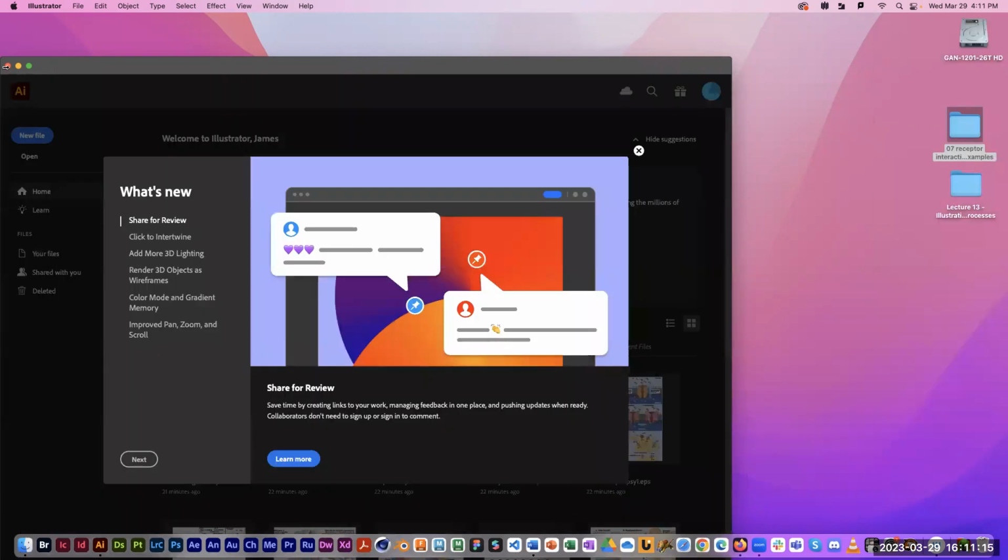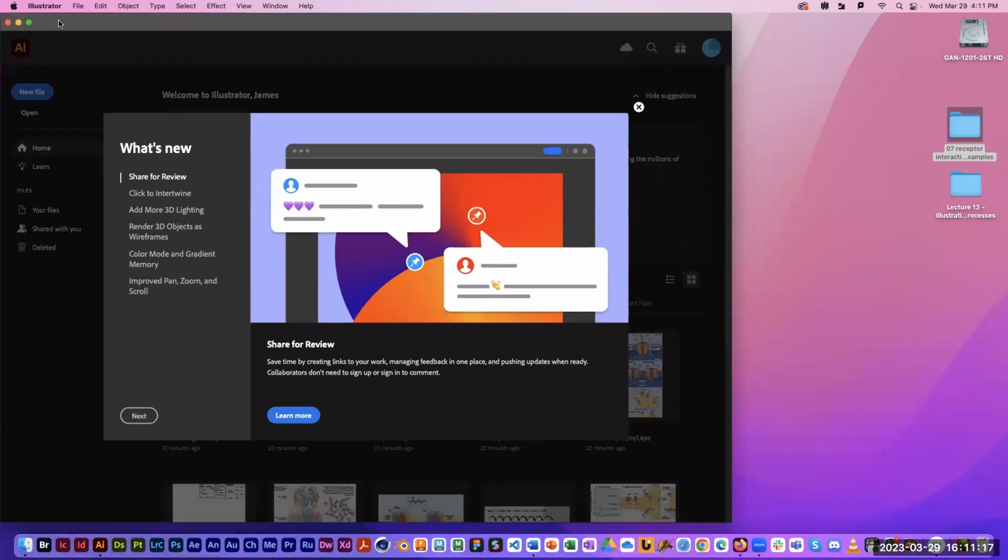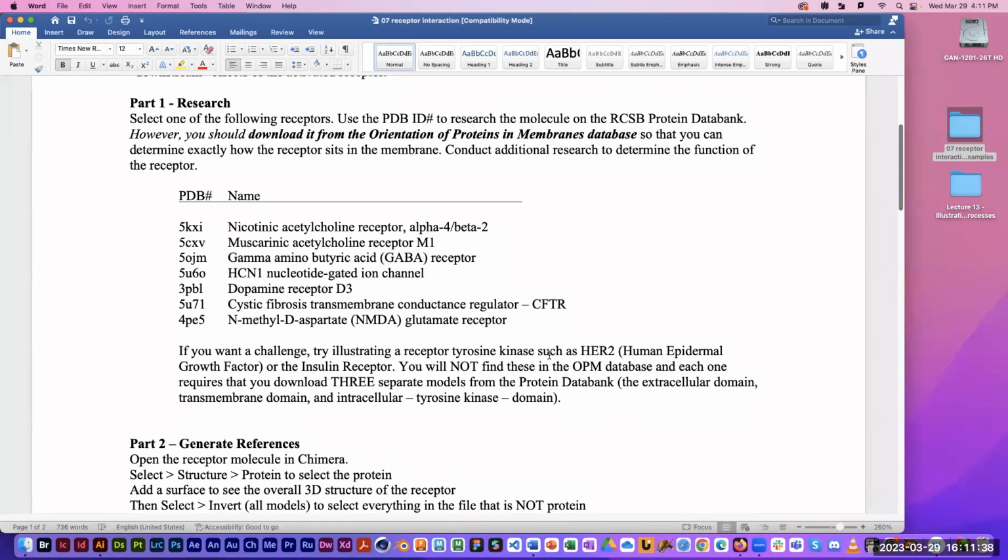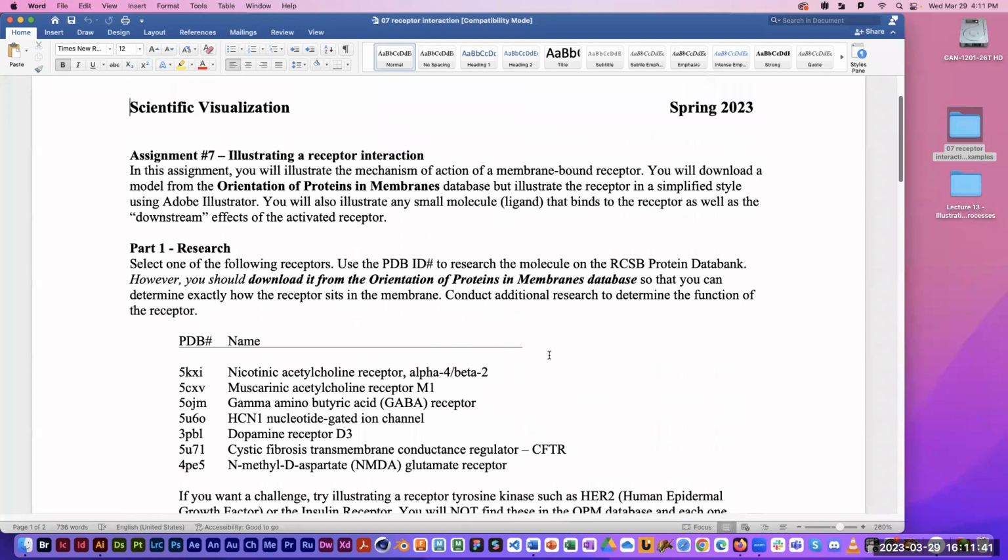Okay, so that's evolution of representation of receptors and so forth, as well as representations of cell membranes. Let me talk a little bit about the next assignment that's going to utilize both of these things. So I'm asking you to create an illustration showing a receptor interaction, and I want you to show if it's a ligand gated channel or something like that.